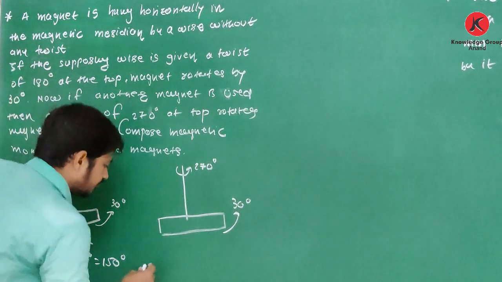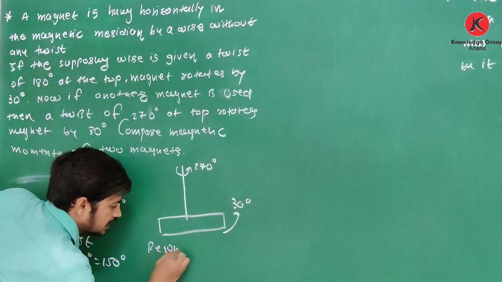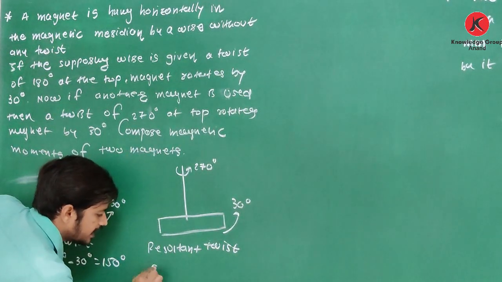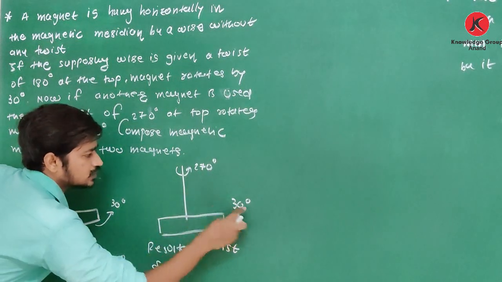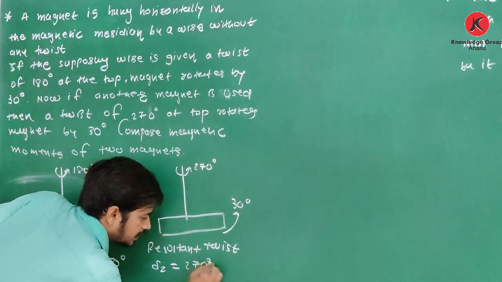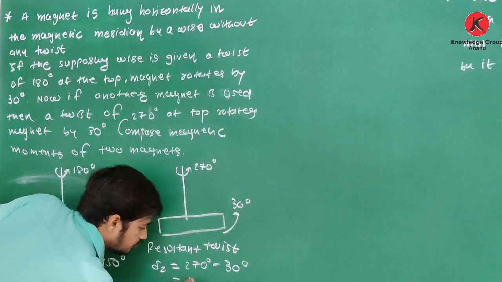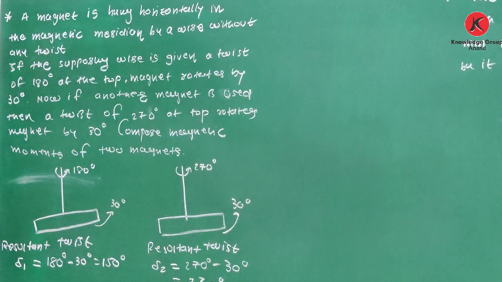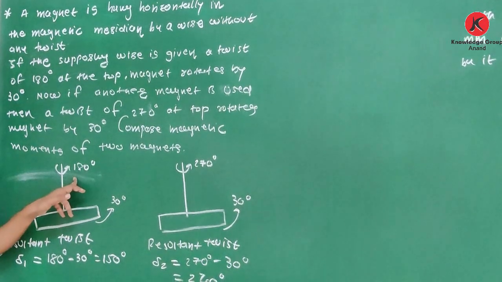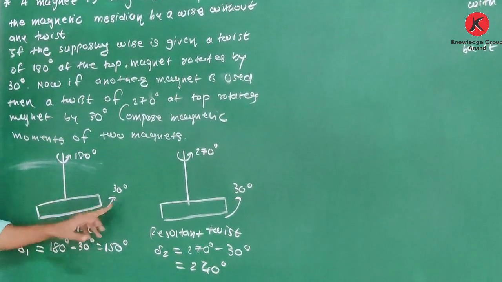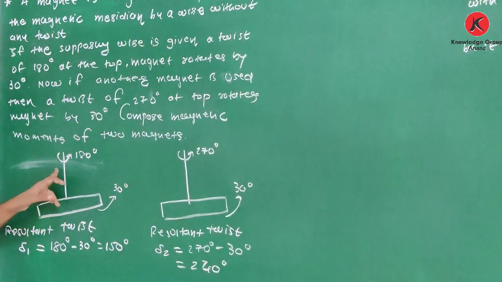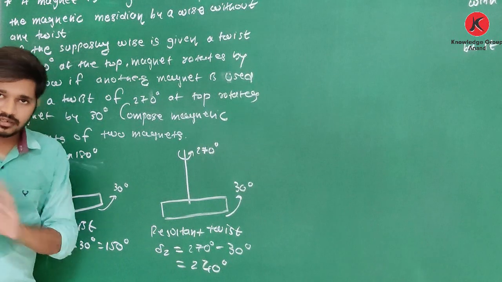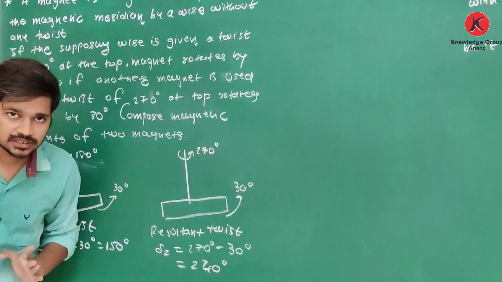In this case, what is the resultant twist? Resultant twist del 2 is equal to 270 minus 30, so it is 240. Clear about this? So this wire is twisted by 180 degrees, the magnet rotates by 30. So what is the resultant twist produced in this wire? Del 1 is 150 degrees. In this case, it is 240 degrees.